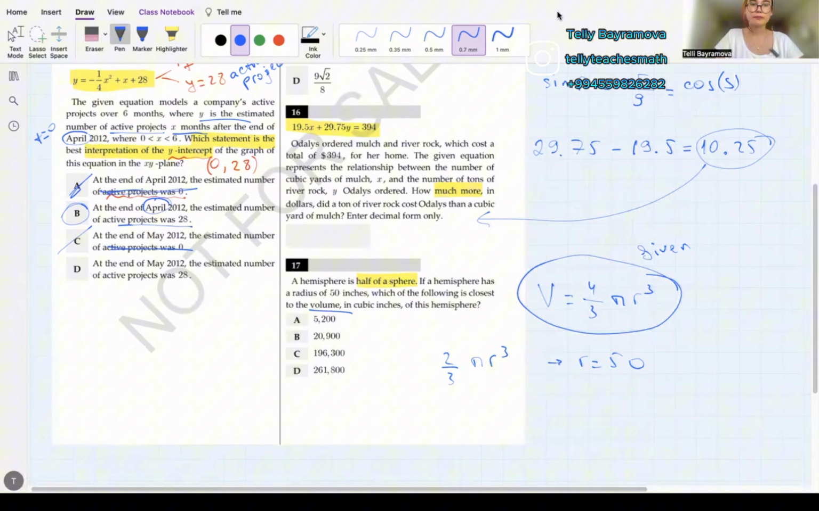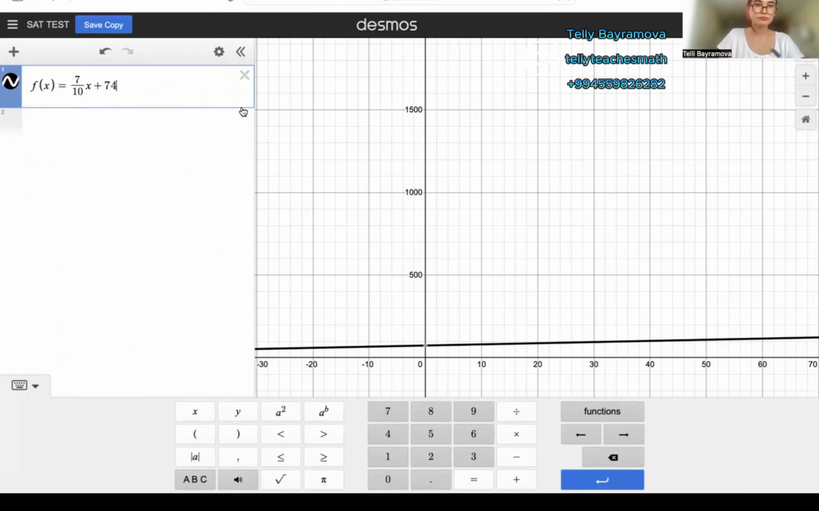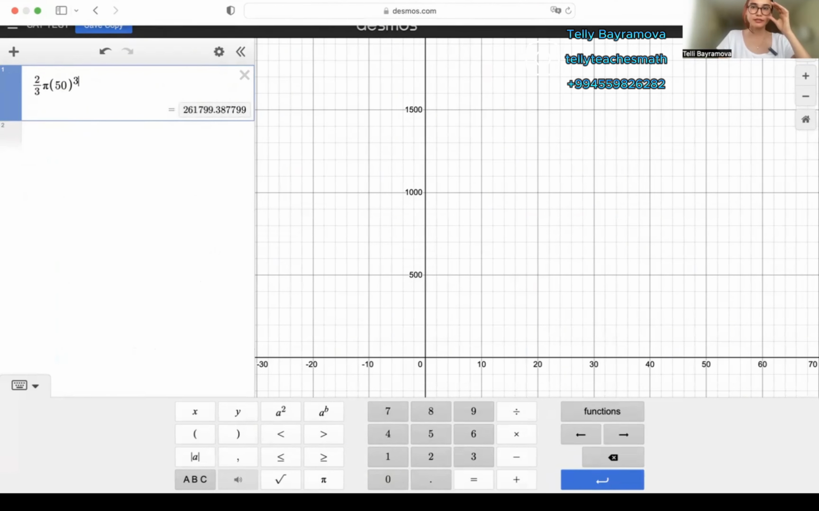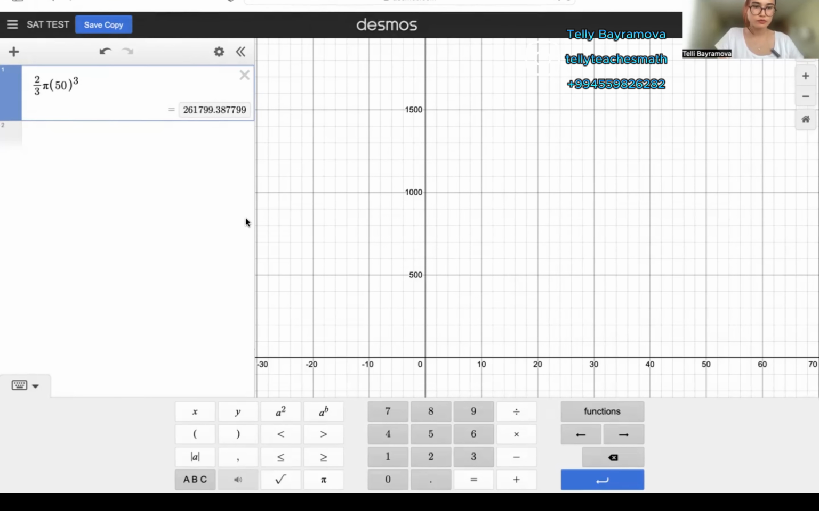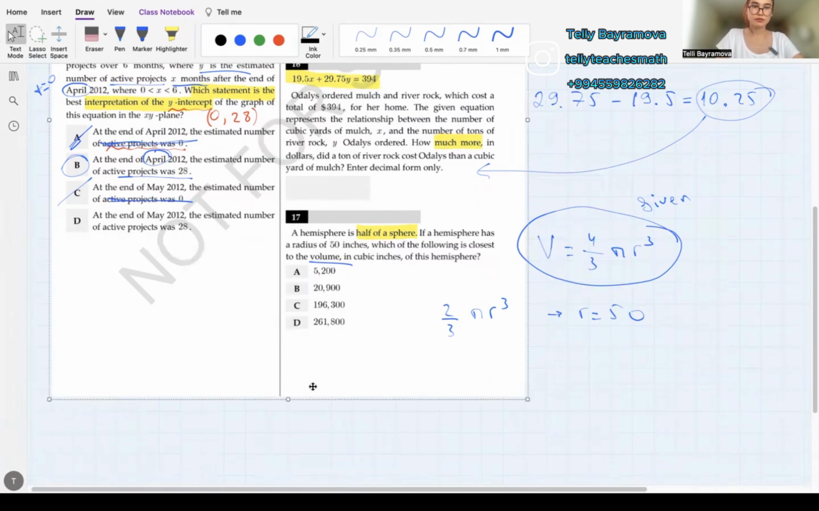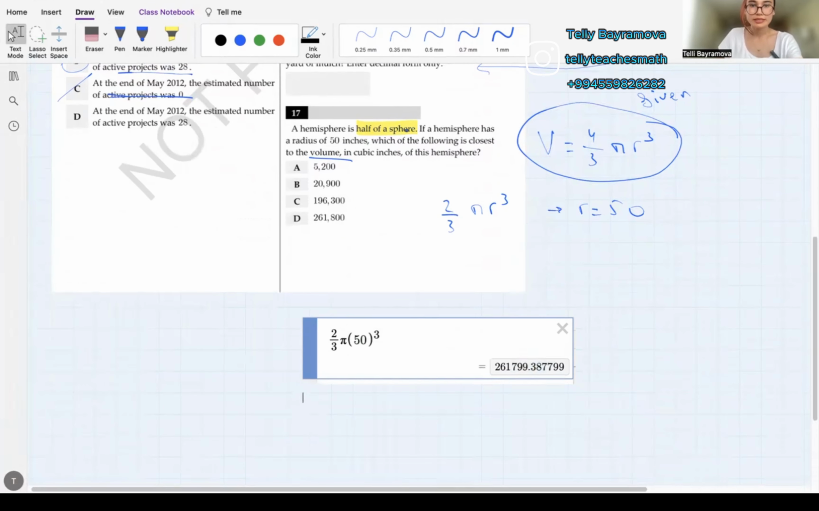Now let's write this one in decimals. This is 2 over 3 pi, r is 50, cubed. So they will give you the answer. But what do we know? We can write only 4 positive digits. Okay, let's open here. What is it? The closest one, 261,800, which is here.